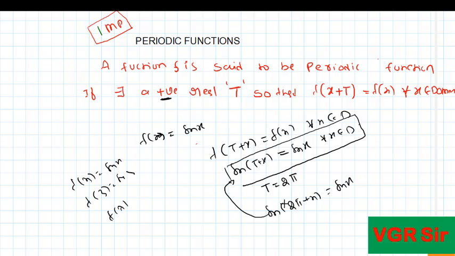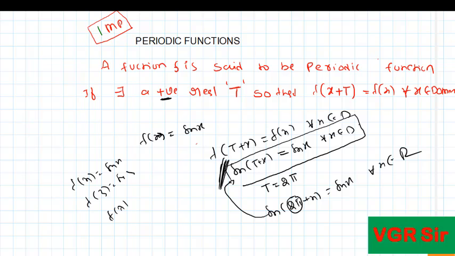T is taken as 2 pi, and the sin function is satisfying this condition: sin of t plus x equals sin x for every x belonging to the domain. For every x it happens. The domain of the sin function is all real numbers. So sin of 2 pi plus x equals sin x for every x belonging to R. What is the meaning of that? The sin function is a periodic function. Such a t exists, no?